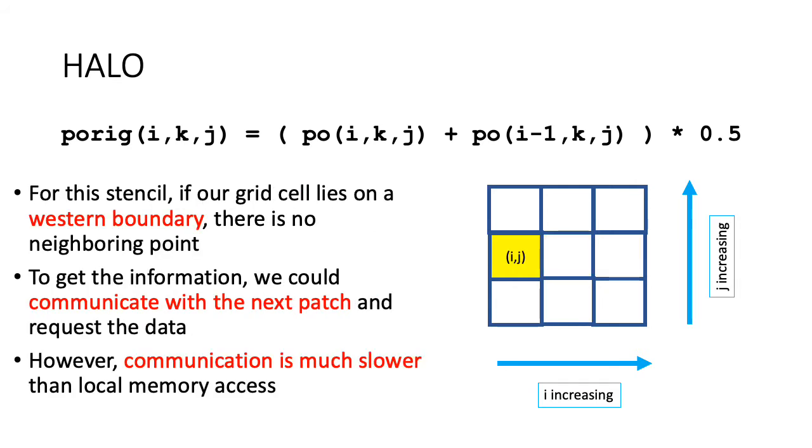If we use the same equation, but now we move to the left one grid cell, we are now on the western boundary for IJ. What we need is I minus 1 J, and it doesn't exist. What we could do is every time we do this computation along the I minus 1, or where we need I minus 1 along the western boundary, we could do a communication, and depending on how many J rows there are, we would do a communication for each one. That's just not very efficient. Communications take much more time than local memory access.